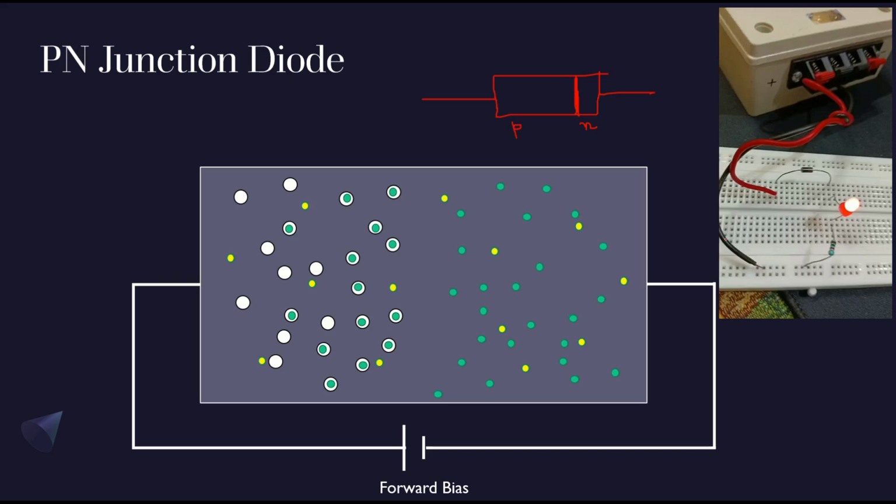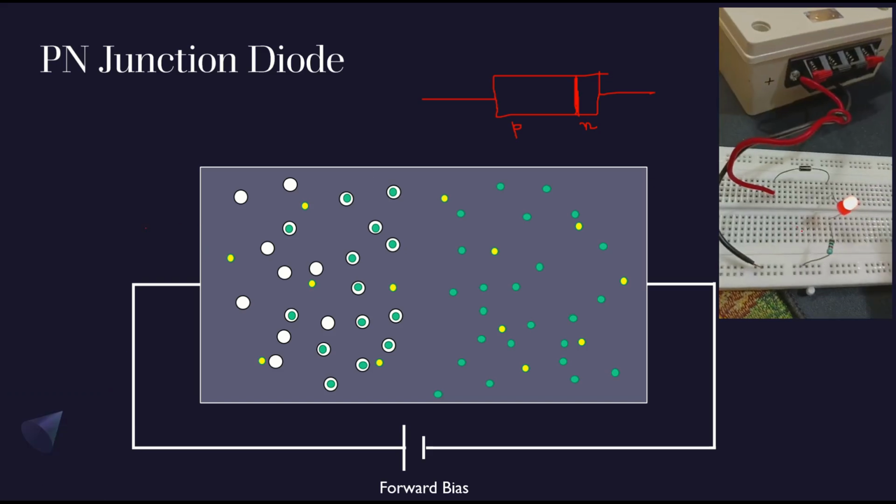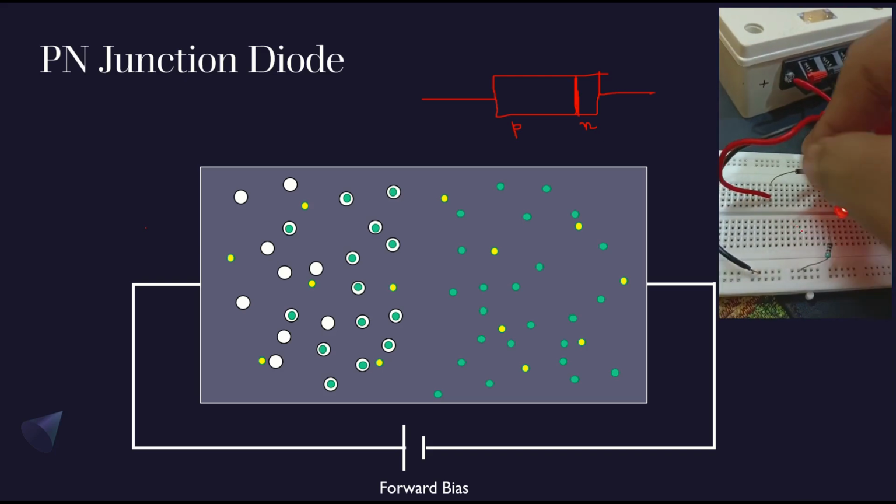Now the circuit is connected in forward bias condition, so that is why you can see the LED is glowing. In this circuit we have a diode, then an LED, and then a resistor, and the resistor is connected to the negative terminal, so the circuit is complete. Let's see how this works. As you can see here, this is the forward bias.